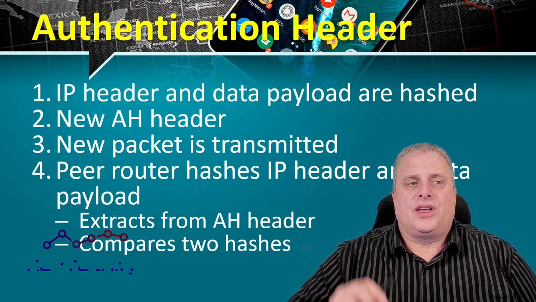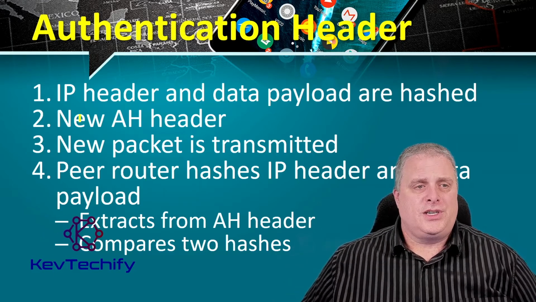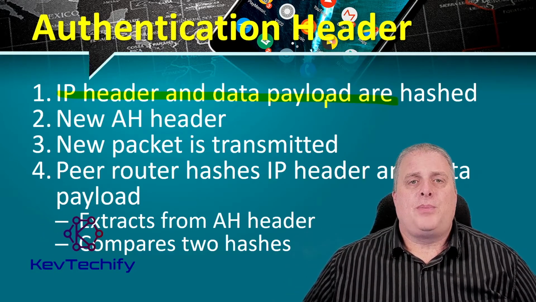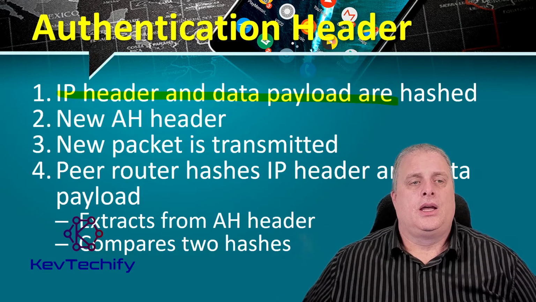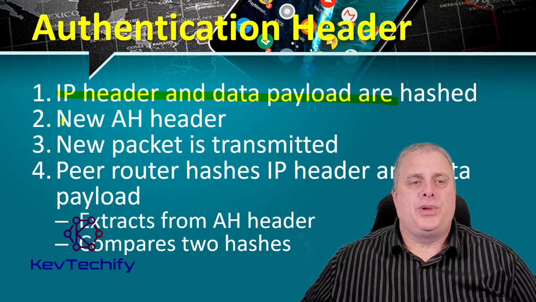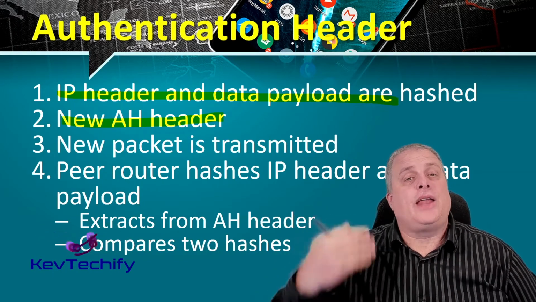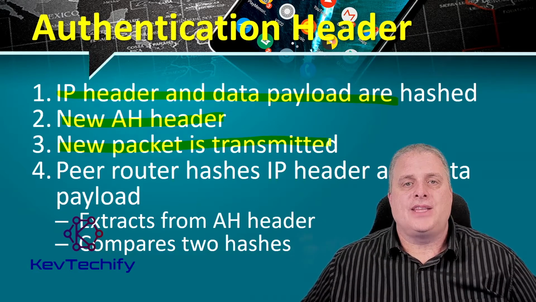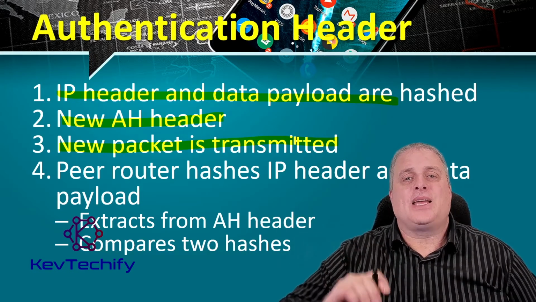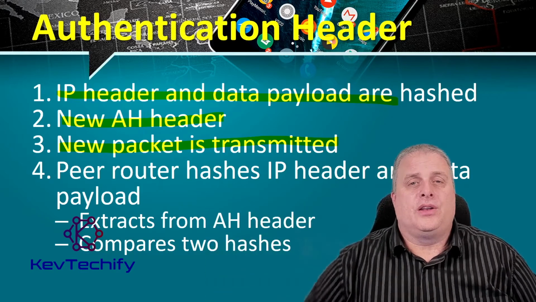The authentication header process occurs in this order. First, the IP header and data payload are hashed using the shared secret key. Next, the hash builds a new authentication header, which is inserted into the original packet. Third, the new packet is transmitted to the IPsec peer router, so it transfers it across that network to the other end of your IPsec.